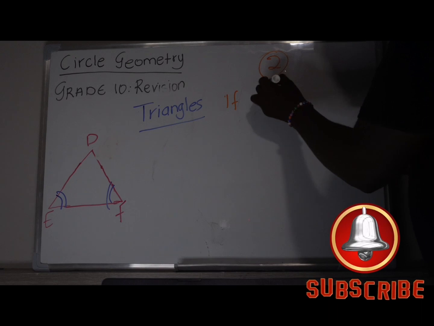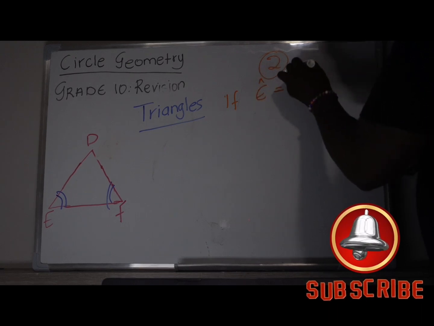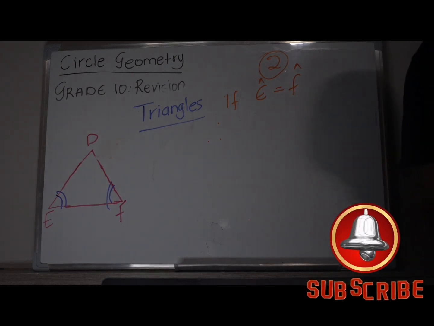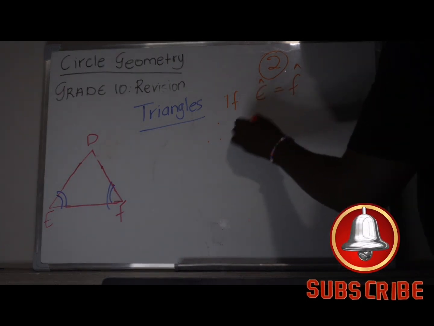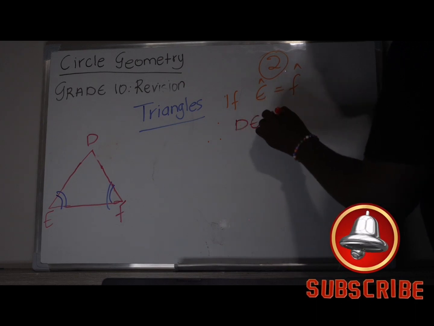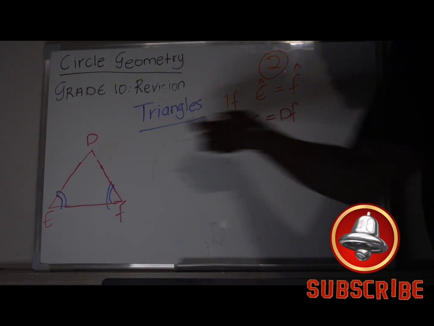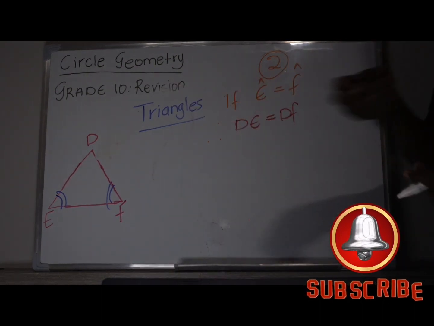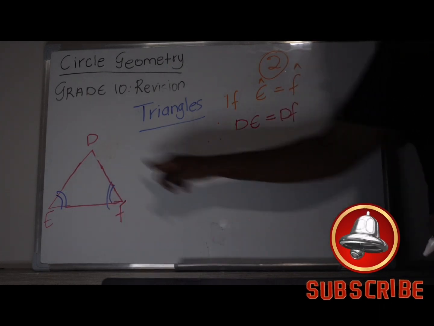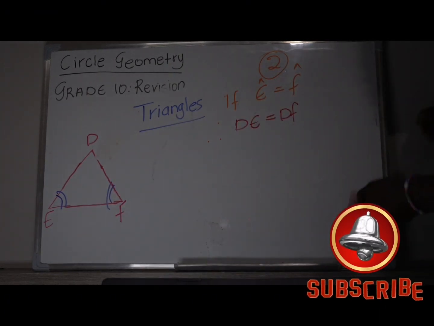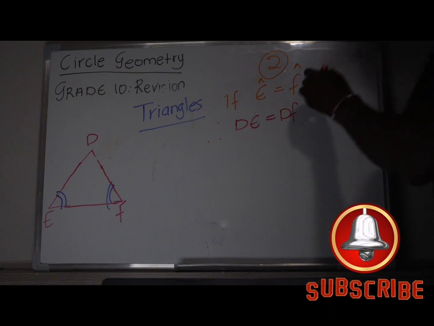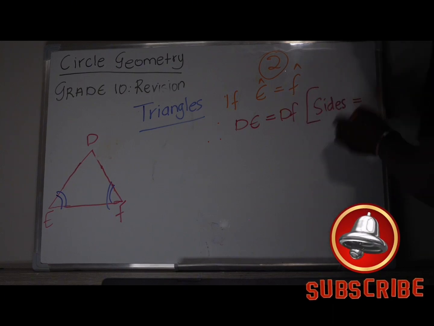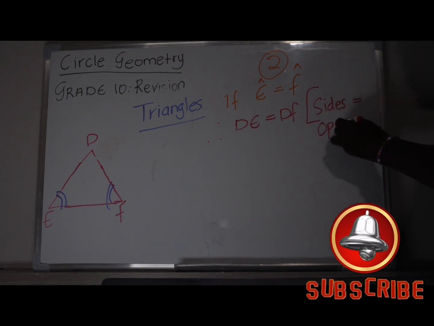If angle E is equal to angle F, therefore side DE is equal to side DF. Therefore, these two sides are equal. Why are you saying that? The simplest reason for this one can be sides opposite equal angles.